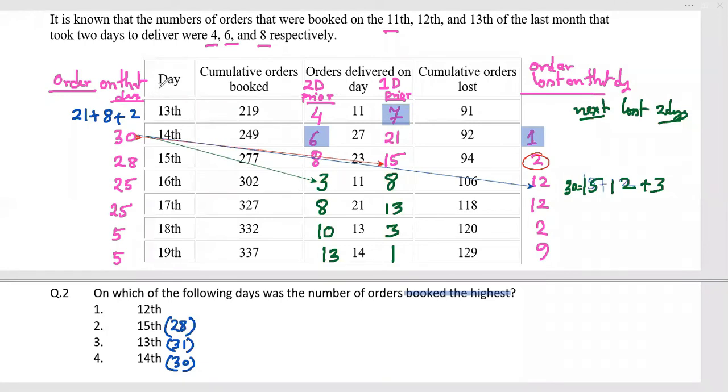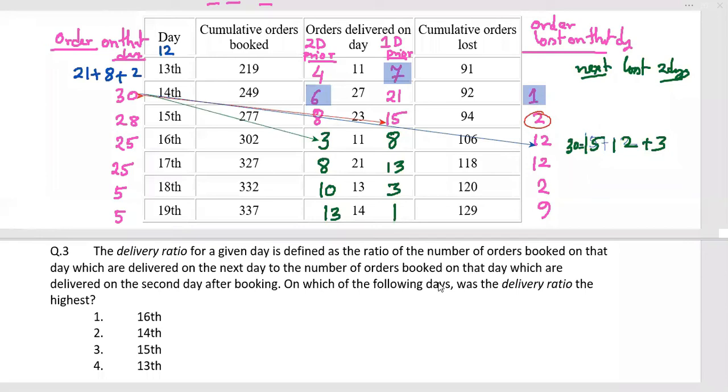12th orders: one day prior order delivered on 13th, 7. 2 day prior order delivered on 14th, that is 6. And order lost on 14th, that is 1. Taken together it would be 14. So 14 orders are present here. So definitely our answer will be 13th, which is the highest. Option 3 would be the answer in this case.